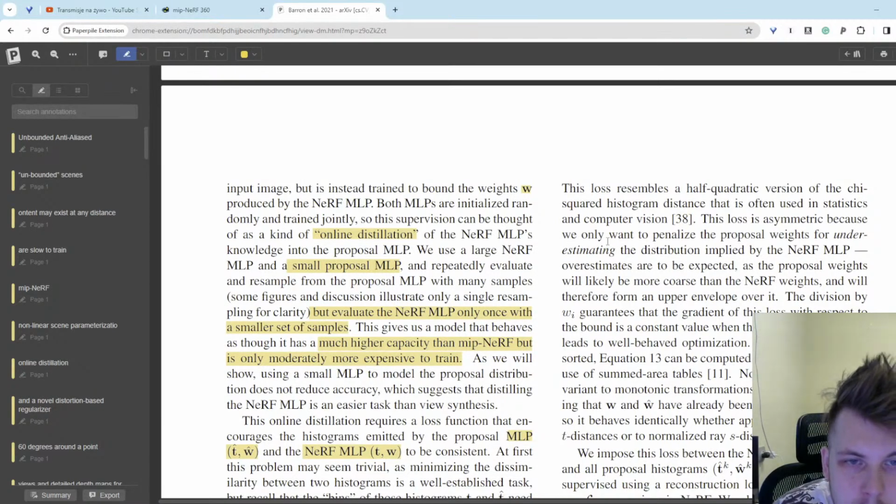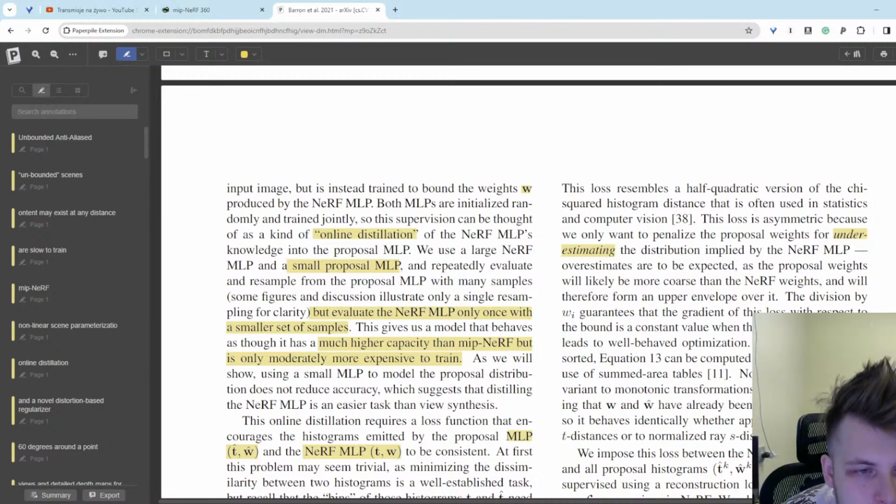This loss is asymmetric because we only want to penalize the proposal weights for underestimating the distribution implied by the NeRF MLP. So we only penalize it if the proposal MLP says it will be about X, and the actual value from the NeRF MLP is much bigger. Overestimates are to be expected, as the proposal weights will likely be more coarse than the NeRF weights and will therefore form an upper envelope over it. The division by wi guarantees that the gradient of this loss with respect to the bound is a constant value when the bound is 0, which leads to well-behaved optimization.